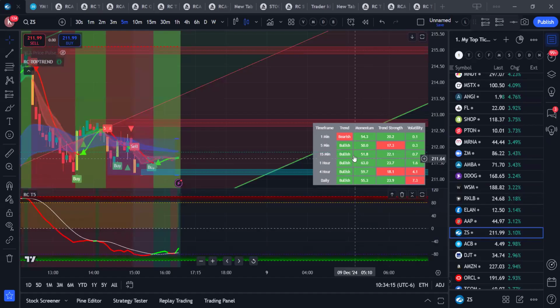Let us say something like Zscaler. Tomorrow morning you see something like this. It says that, okay, this is 20, this is 20, this is 22, this is 23, this is green, this is green. So tomorrow, if you see a notification that this is green, this is green, this is green, this is green, but you see the trend strength is around 20, around 20, around 22, 23, then this is the best one to do a bull put spread.